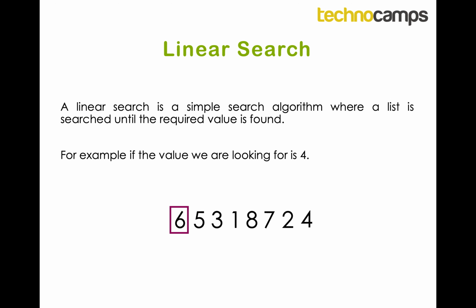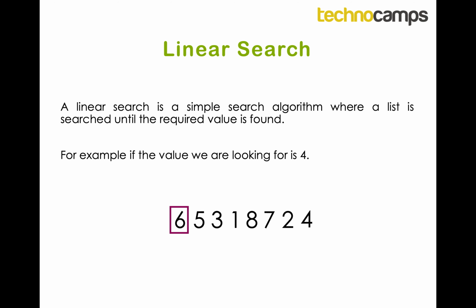A linear search is a very simple search algorithm where you have a list of data, it can be numbers or names, and then you search through them one by one until you have found the one that you are looking for. Let's have this list and let's see how we go through the linear search algorithm to look for the number 4.